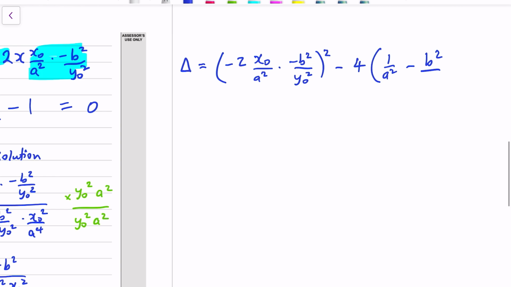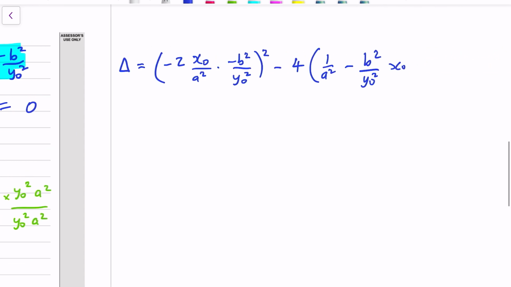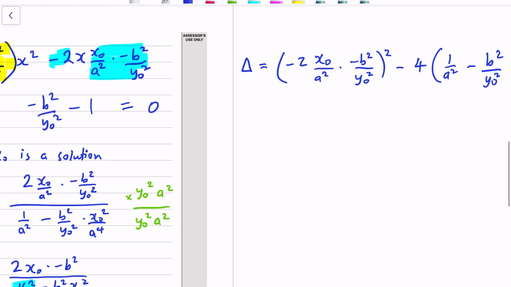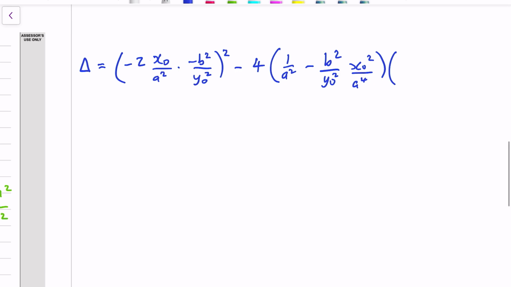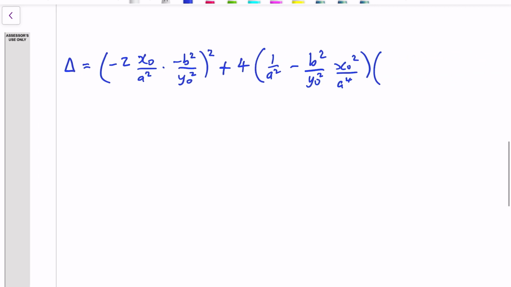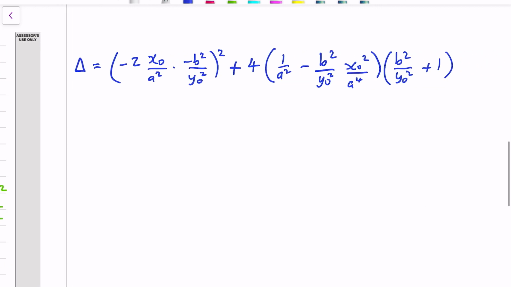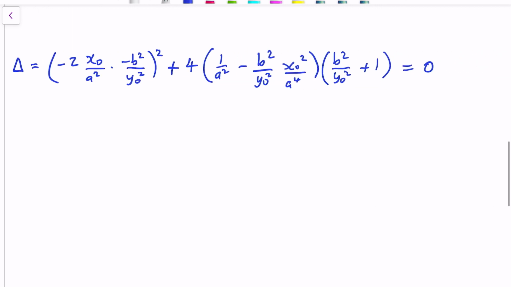What a messy expression. x naught squared, 4 times a times c, which is that other random thing in there. There's a minus in both the terms for the c, so I'm going to change it to b squared plus 4ac and get rid of the minus there. b squared over y naught squared plus 1 equals 0. Okay, the discriminant.